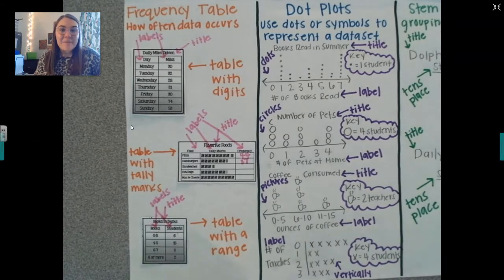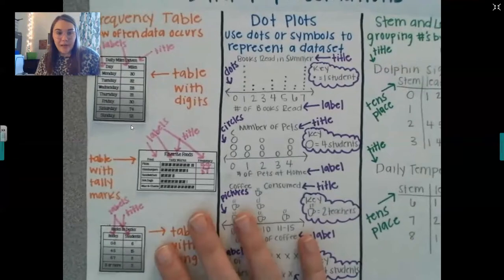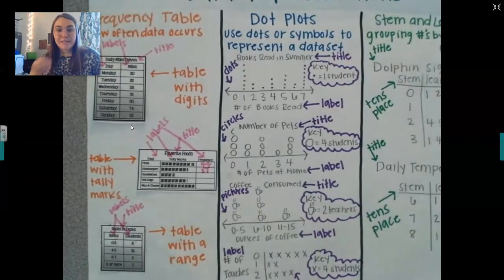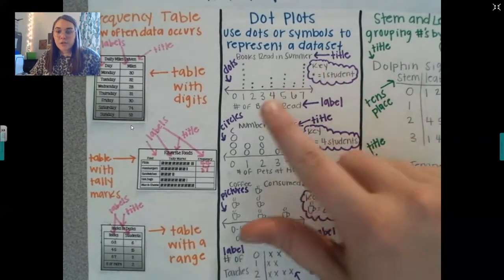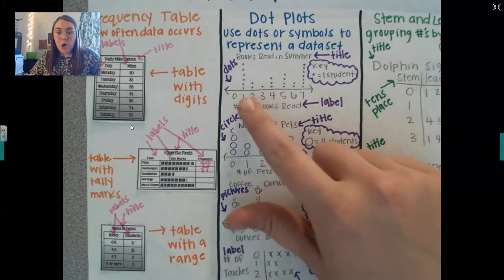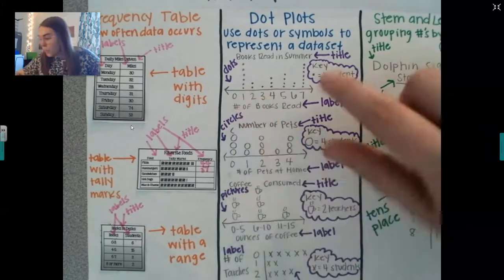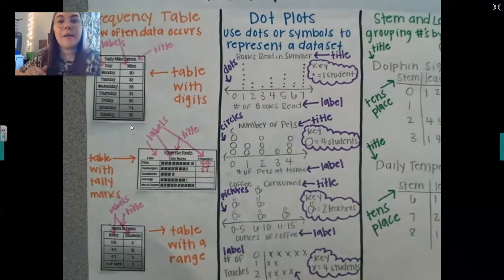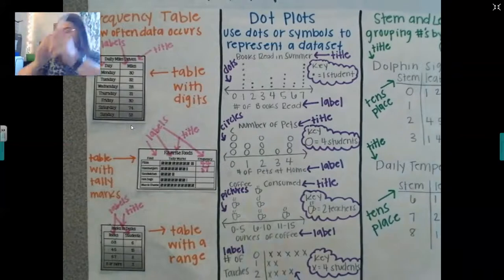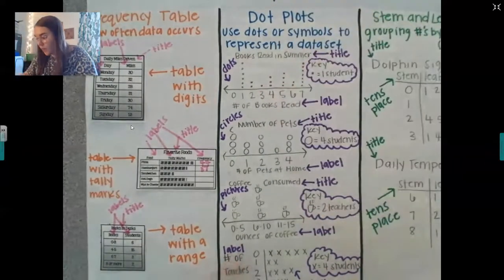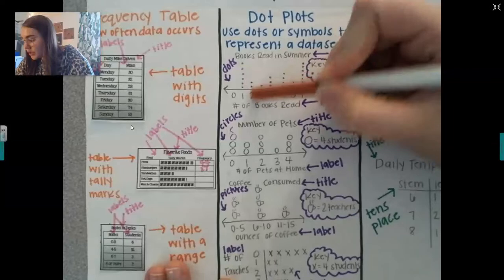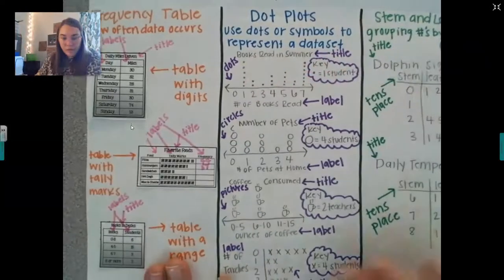The second type we have is a dot plot. It looks very similar to a number line. With a dot plot, almost always you need to pay attention and look for the key. So for this one, one dot is one student. It says number of books read. Let me get my pen out. 1, 2, 3, 4, 5, 6 students read one book. 2 students read 2 books. 1 student read 3 books.